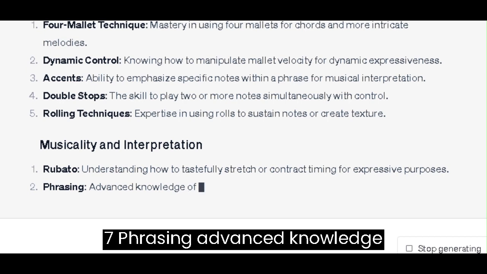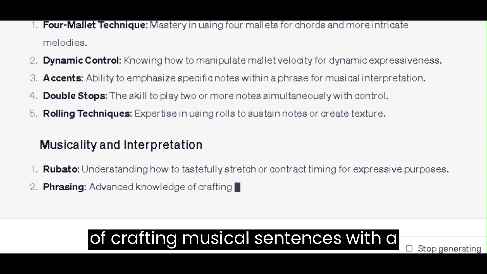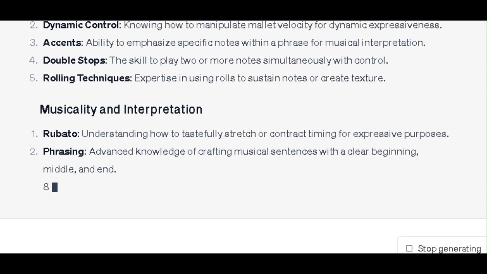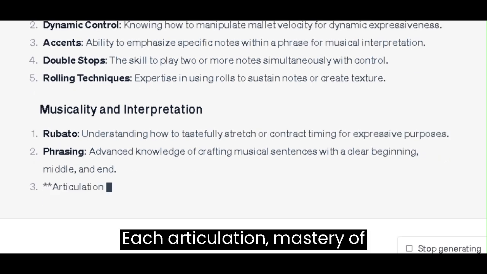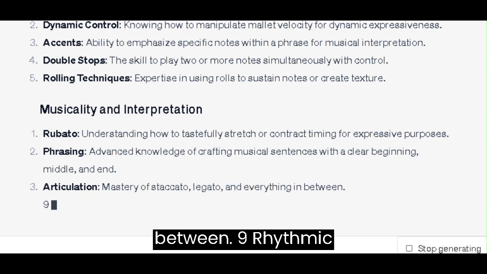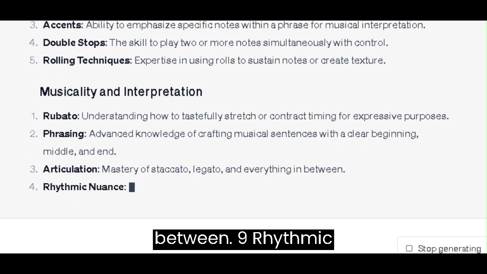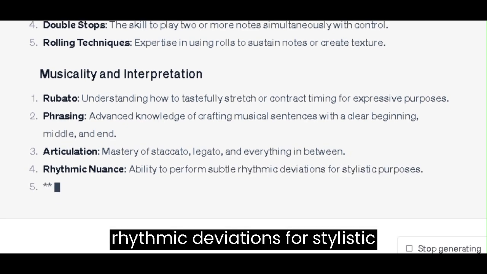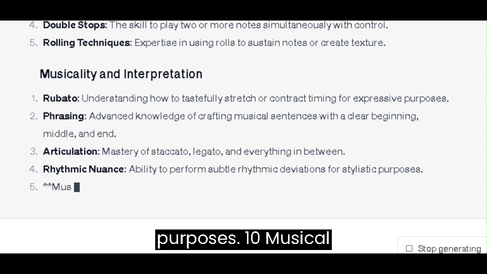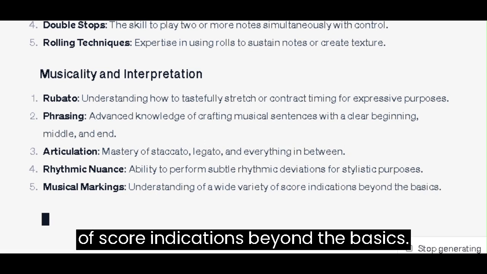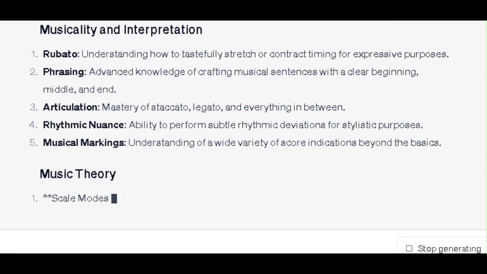7. Phrasing, advanced knowledge of crafting musical sentences with a clear beginning, middle, and end. 8. Articulation, mastery of staccato, legato, and everything in between. 9. Rhythmic nuance, ability to perform subtle rhythmic deviations for stylistic purposes. 10. Musical markings, understanding of a wide variety of score indications beyond the basics.